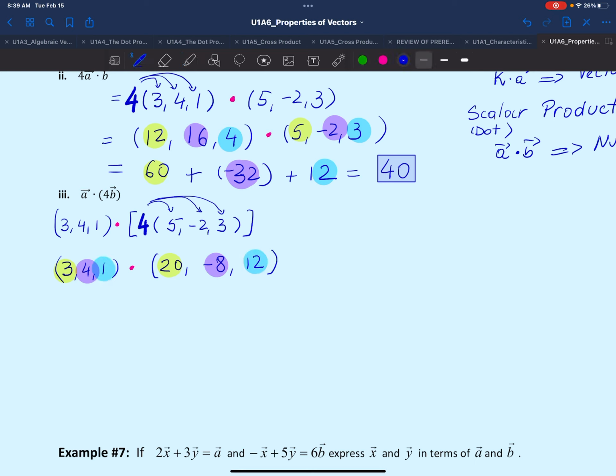And then at the end, you add them all together. So 3 times 20 is 60. 4 times negative 8, that's negative 32. 1 times 12 is 12. You add them all together. Obviously, again, here goes the first, the second, and the third product, right? And the answer is 40. So again, we get the same answer, 40. So we should be happy.